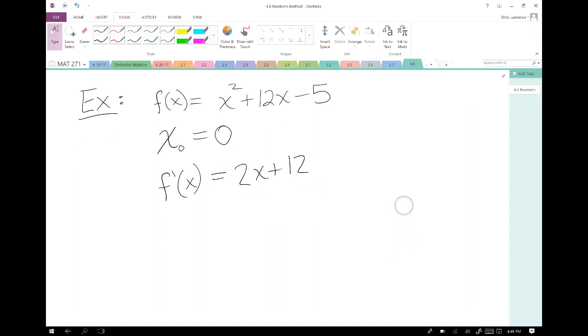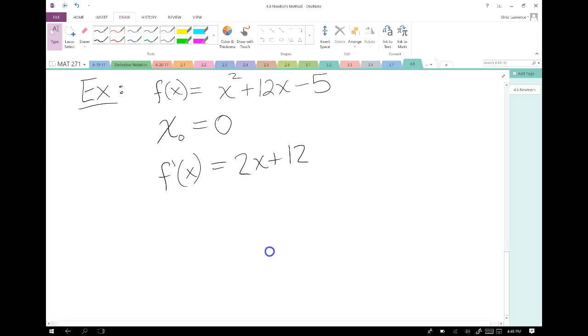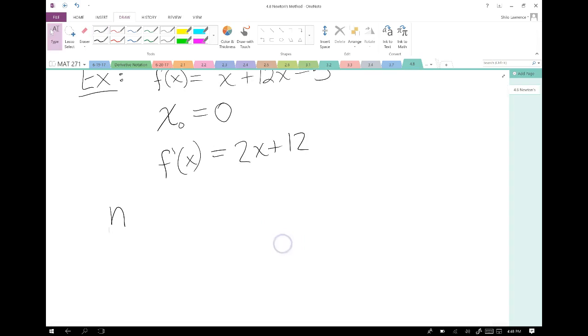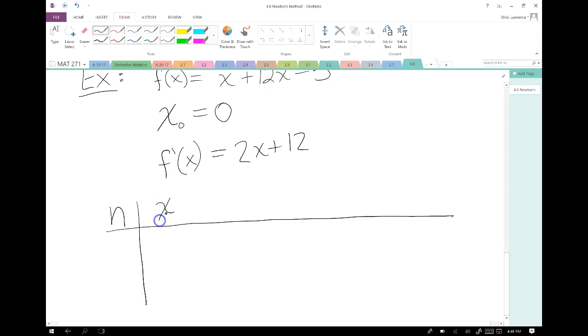And to keep all of our work nice and organized, we set up a table for this. We need to keep track of how many times we're doing this. Sometimes we're going to do it a specific number of times. And sometimes we're just going to do this until we get to within a certain distance of where that intercept is. So I'm just going to go through Newton's method 4 times.